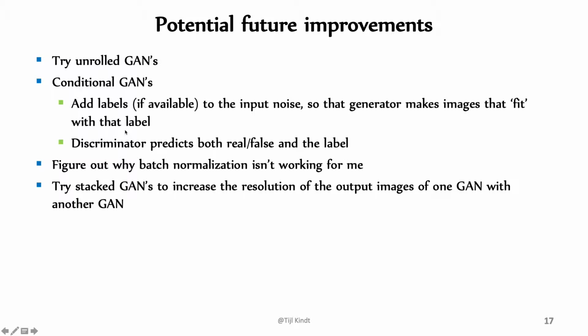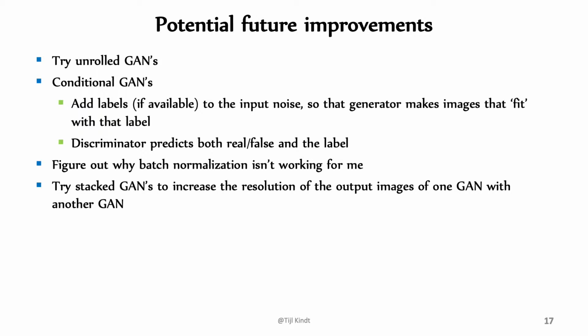Other potential future improvements that I could work on, aside from the unrolled GANs, is conditional GANs. Instead of just feeding noise to the generator, you could also add a label if it's available. And then the generator would learn what kind of image fits best with this particular label. And then the discriminator is not only supposed to predict whether it's a real or fake image, but is also supposed to predict the label. And this supposedly helps give the GAN a sort of kickstart.